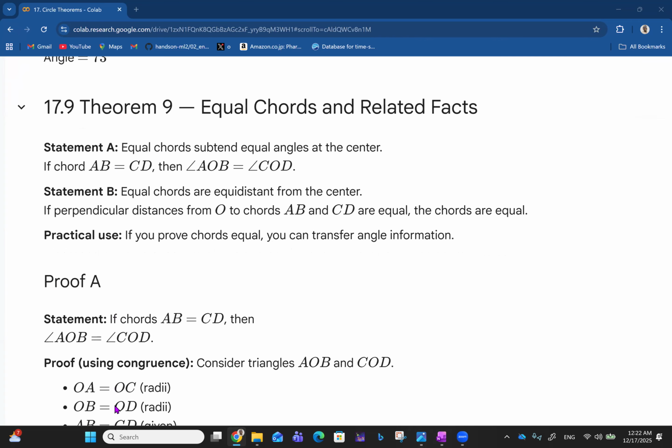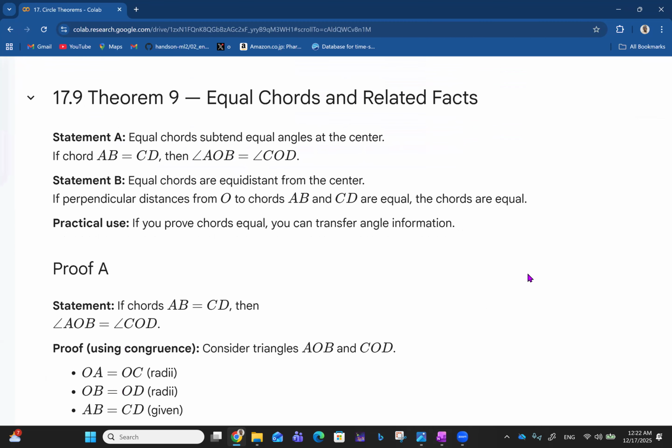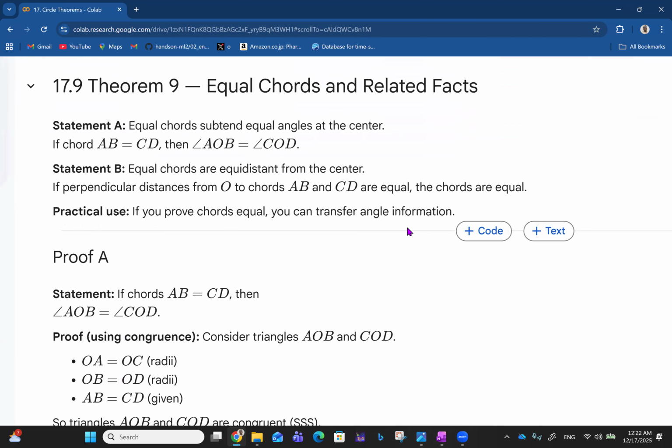So we go for theorem 9, which says equal chords and related facts. So here we have two statements. Equal chords subtend equal angles at the center, and that makes sense for sure. If chord AB is equal to chord CD, then angle AOB is equal to angle COD. So we can start with that, right?